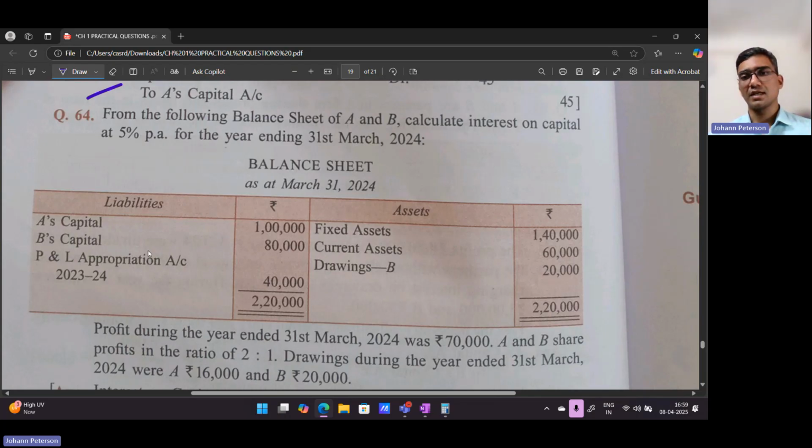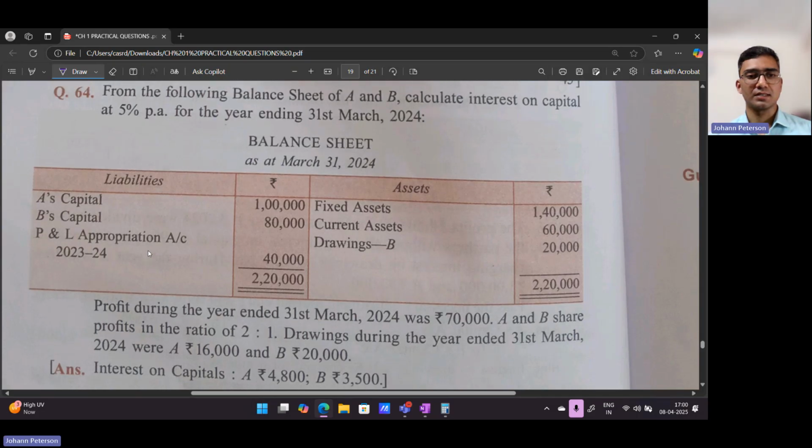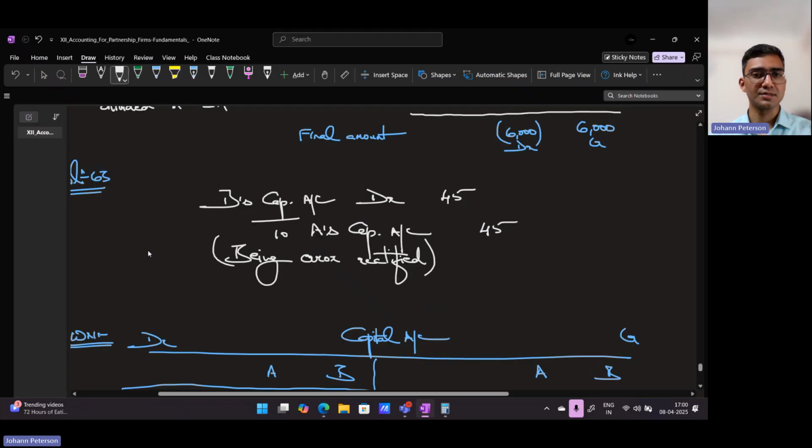It says from the following balance sheet, calculate the interest on capital at 5% per annum for the year ending 31st March 24. So we are just to calculate the interest on capital. And in this question, we have our closing balances given of our capital account. We have something given in the liabilities side, which is our profit or a loss. What is it? The amount given is positive. So that means it must be our profit. I'll explain it when I start the question, because I'll relate it to class 11. You'll understand it better. So let's solve this. This is question 64.